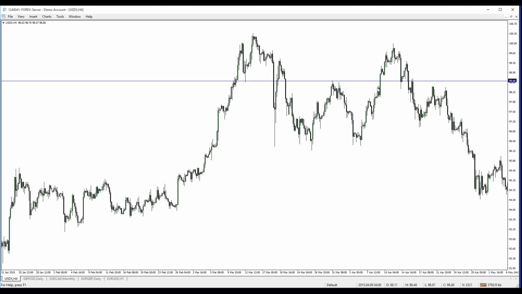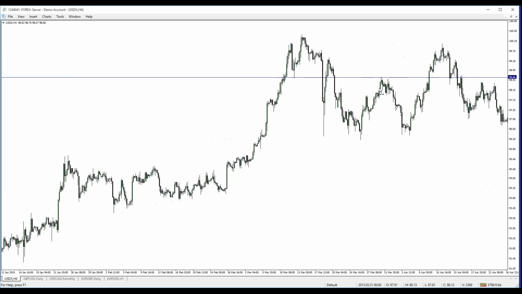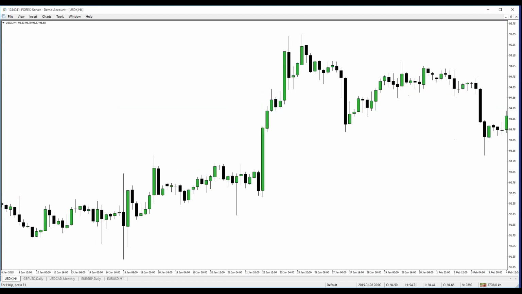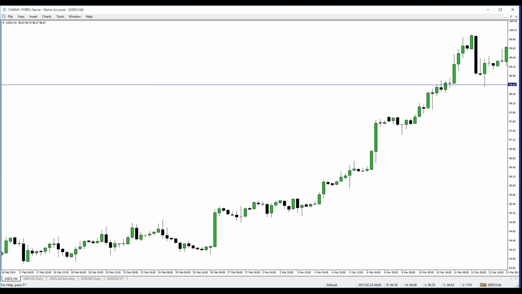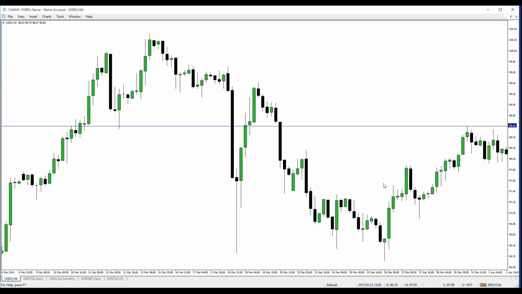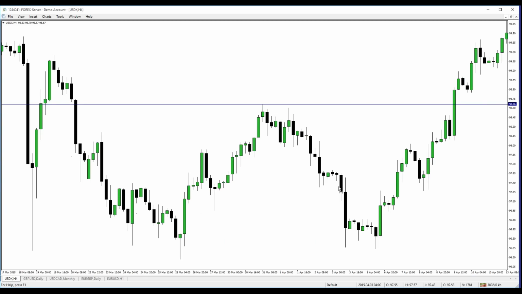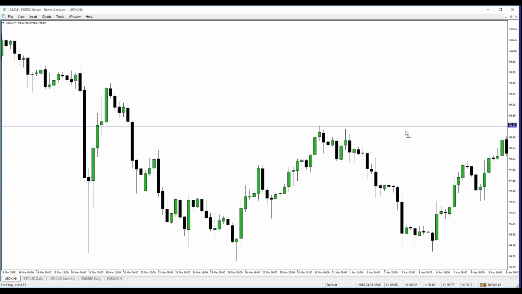Right here, let me zoom in. Yeah, right there. Right here, price made a down candle right below an old high. I love that. I absolutely love seeing that setup.